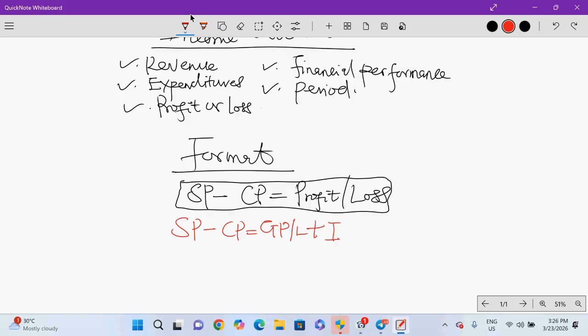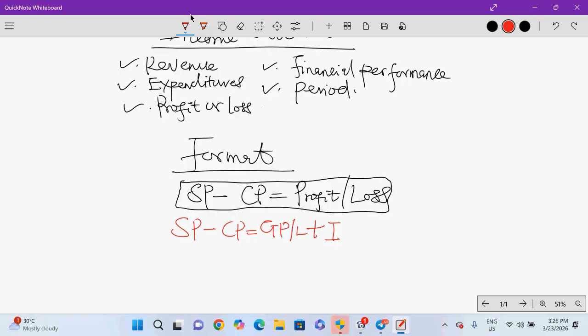If you have other incomes like discount received, commission received, rent received, any discount that you get, any income you get from other businesses, not the income that is directly related to what you are doing, but maybe other things that you are doing. Maybe you've rented an apartment.